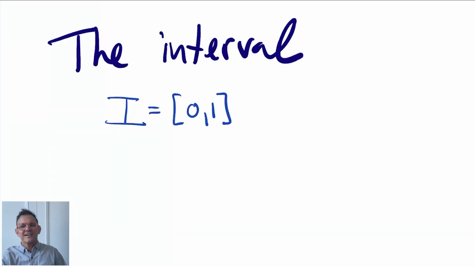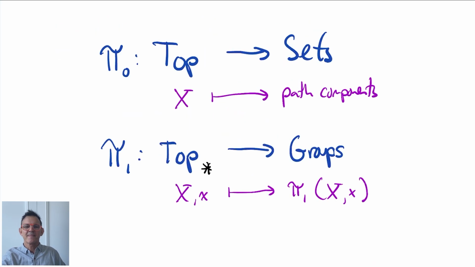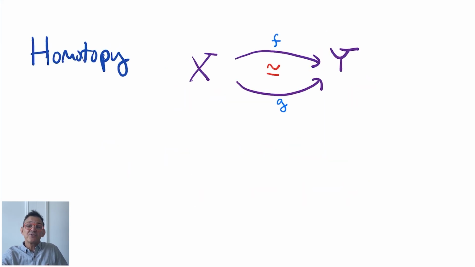Before I start, let me say that you may have noticed that the unit interval, that is the set of real numbers greater than or equal to 0 and less than or equal to 1, plays a very prominent role in topology. The unit interval is used to define paths in a topological space, which are continuous maps from the interval into the space. And from the concept of paths, one can define the functors pi0 and pi1, which I'll review later in this video. And the interval is also used to define homotopies between maps.